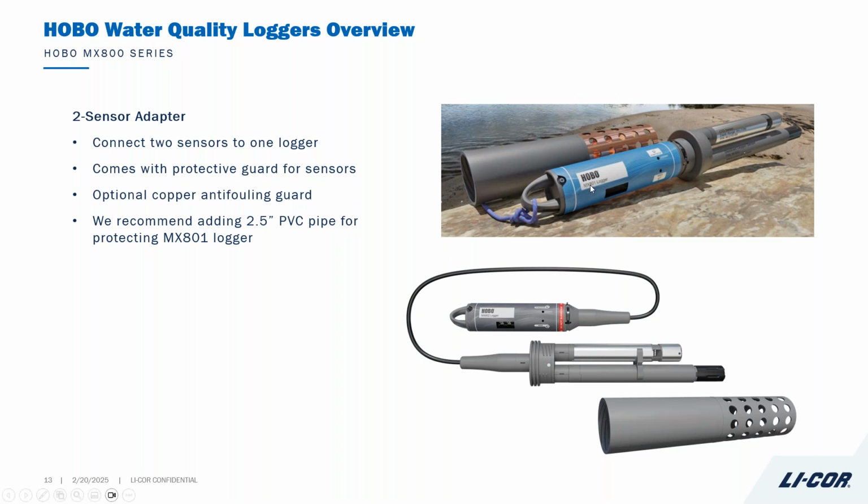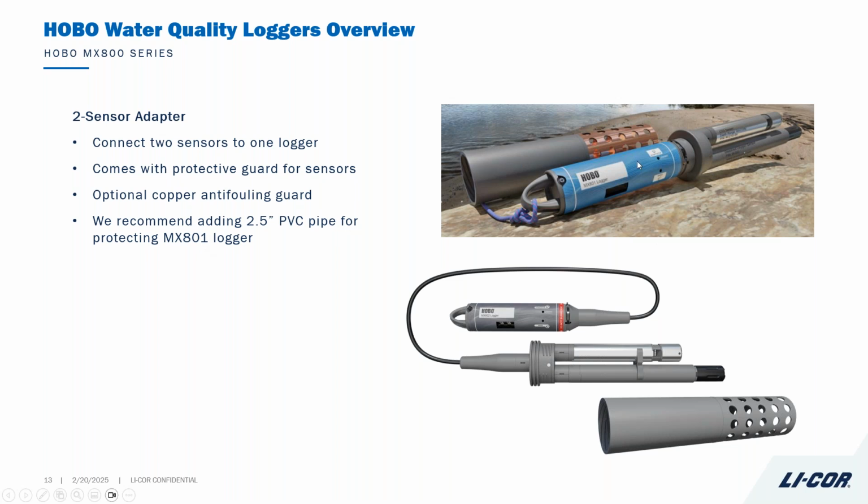It allows the one logger to be shared for 2 sensors. The adapter comes with a protective guard that protects the sensors. And the loggers are smart enough to take the data from those 2 sensors and combine it to extract other parameters. For example, for dissolved oxygen, you typically need to compensate for salinity. So this logger will directly calculate the salinity adjusted DO if it has a DO sensor and a CT or CTD sensor attached to it.